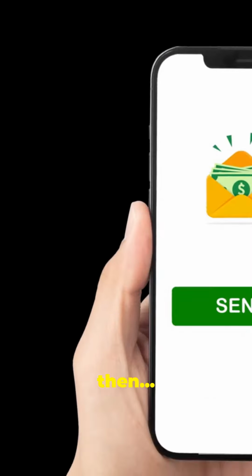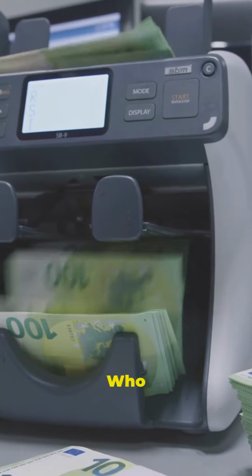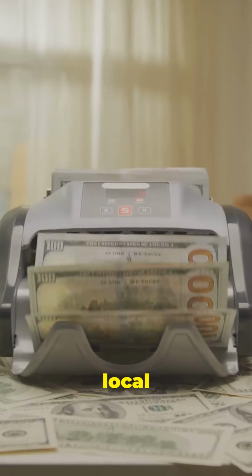But what really happens when you send money to someone in another currency? What do banks actually do? Who holds the dollars? And where does your local money go?